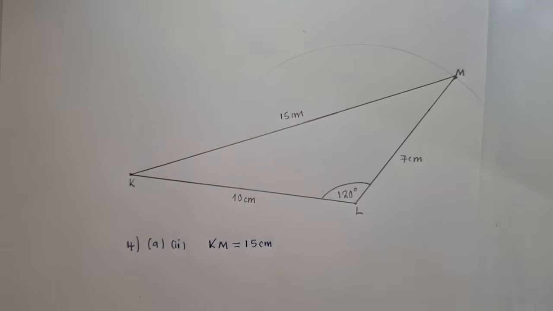Okay? So now from here, we go to the next question where they're saying, that's question B. Within triangle KLM, draw the locus of points which are 5.5 centimeters from M.